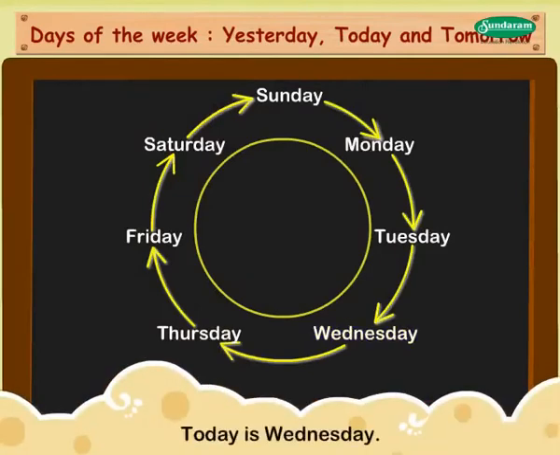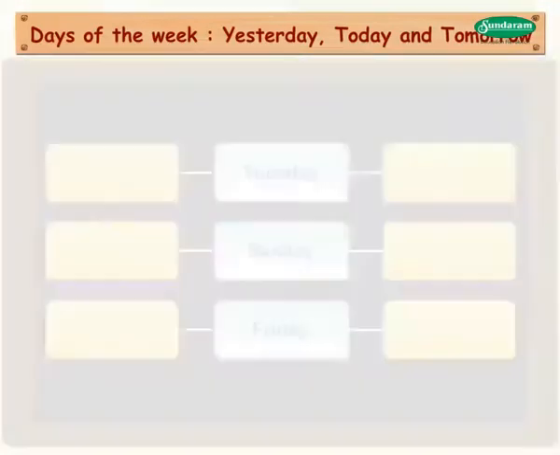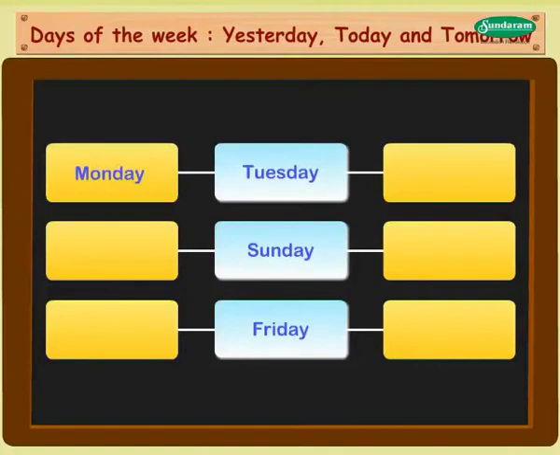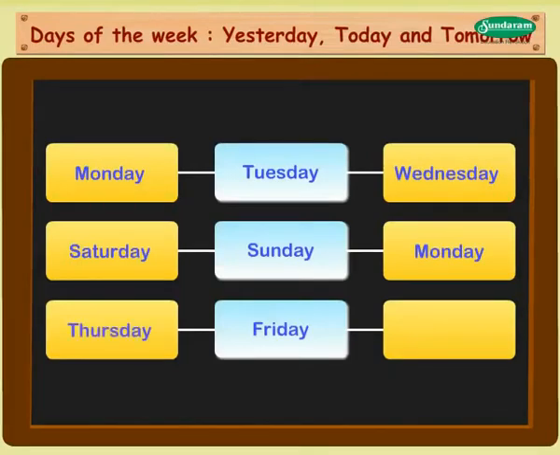Today is Wednesday. What day will it be tomorrow? Tomorrow it will be Thursday. Today it is Saturday. What day was it yesterday? Yesterday it was Friday. Monday, Tuesday, Wednesday. Saturday, Sunday, Monday. Thursday, Friday, Saturday.